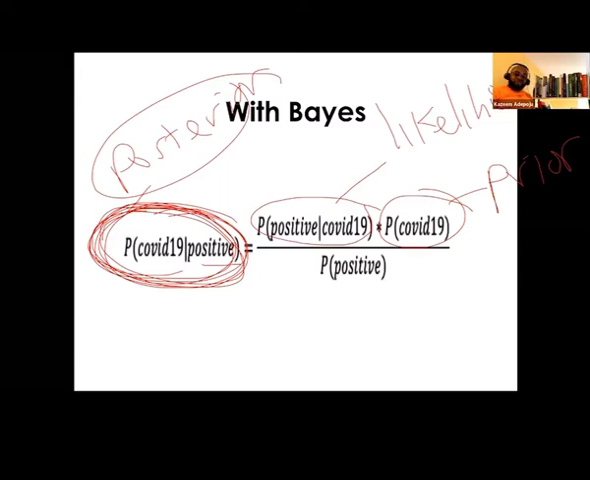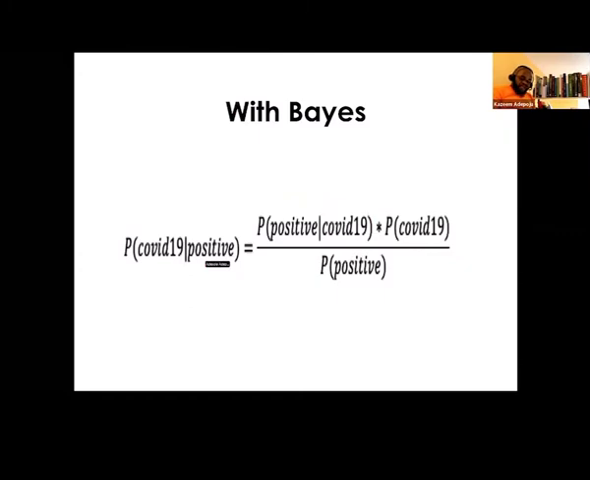You have already used the machine. The machine has done the job. Now, that is how to interpret the probability of COVID-19 given positive. Look at that. Positive has come first. This particular person has already tested positive on the machine. Now, what we want to know is the probability that the disease is actually present.